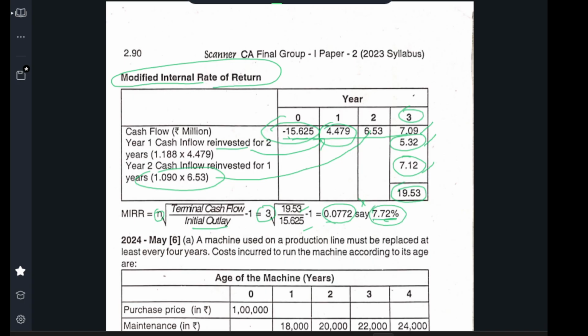Take the cube root. So the modified rate of return is equal to the nth root, where n is the number of years, of the terminal cash flow divided by the initial outflow, minus 1. You will get that percentage. For the terminal cash flow, take the cash flows with future value for the first, second and third years. The third year is not required, as its factor is one, no issue. If you add these, you will get the terminal cash flow.